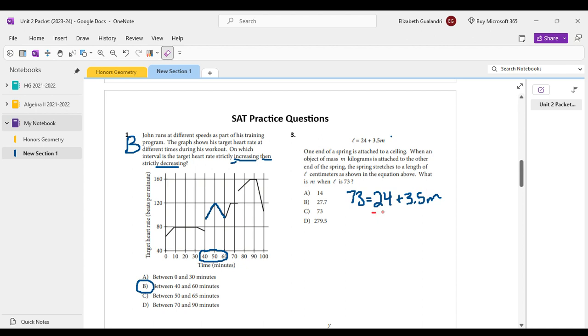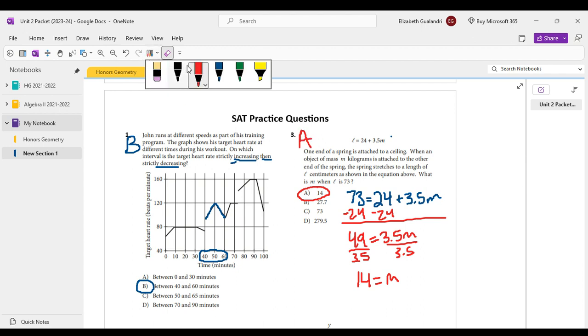So that requires me to subtract 24 from both sides of the equation. That gives me 49 is equal to 3.5m. And then to get m by itself, I need to divide by 3.5. And I did 49 divided by 3.5 in my calculator, and that gave me 14. And luckily I wanted to solve for m, and 14 was an answer. So letter A was my answer there.